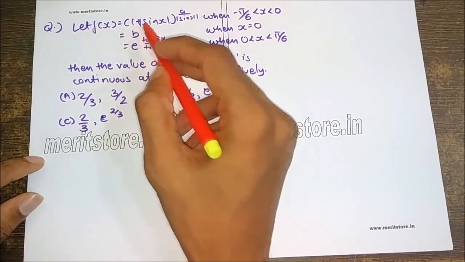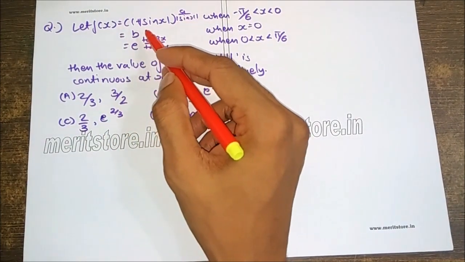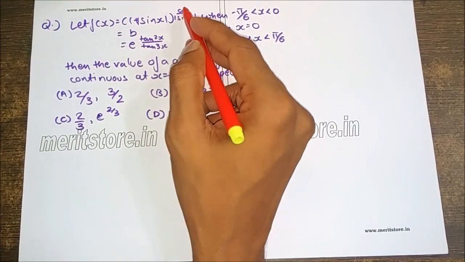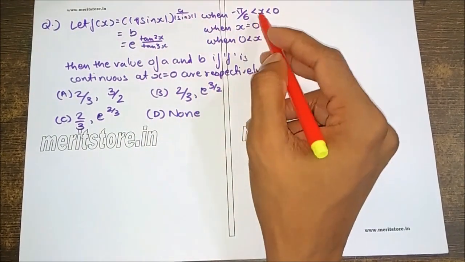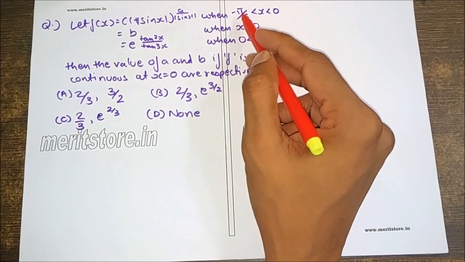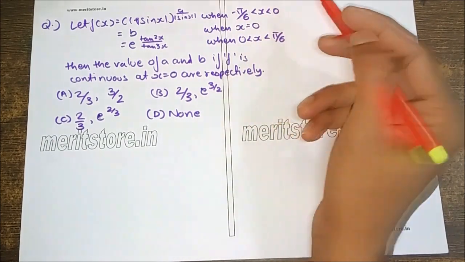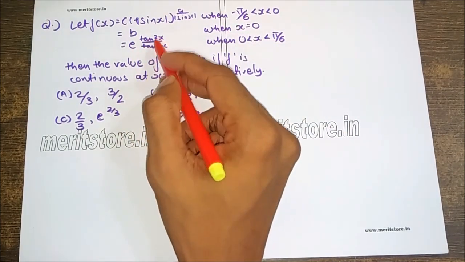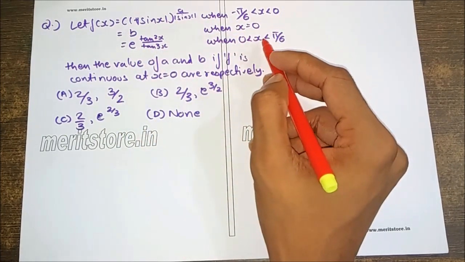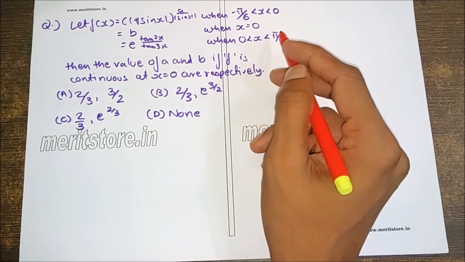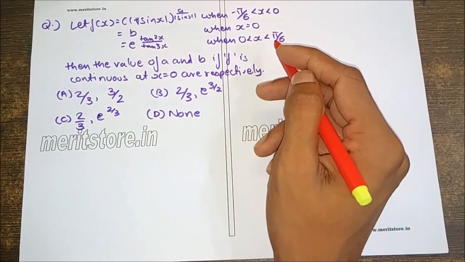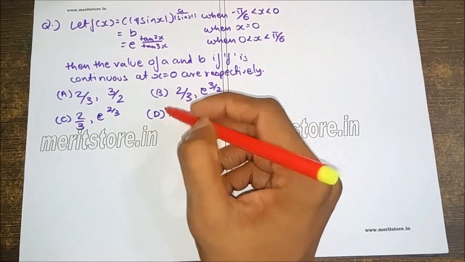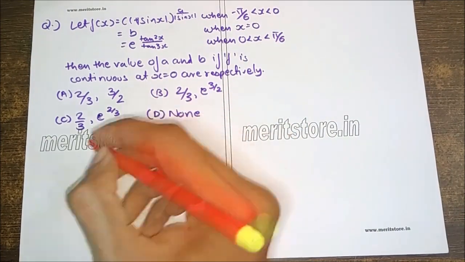Let f(x) is equal to (1 plus mod of sin x) raised to a upon mod of sin x when x is greater than minus pi by 6 and less than 0, b when x is equal to 0, e raised to tan 2x upon tan 3x when x is greater than 0 and less than pi by 6. Then the value of a and b if f is continuous at x equal to 0 are respectively. We are given 4 options over here.